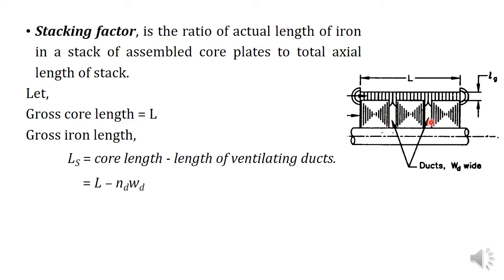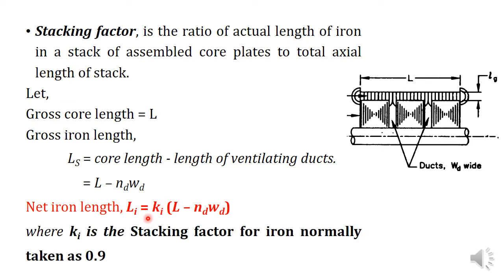where Nd is the number of ventilating ducts. In this case it is 2. And Wd is the width of each ventilating duct. This is the value of Wd. So this will give the total length of ventilating ducts. Then the net iron length Li is equal to Ki into (L minus NdWd), where Ki is the stacking factor for iron, which is normally taken as 0.9. So by definition, Ki is equal to Li divided by (L minus NdWd).